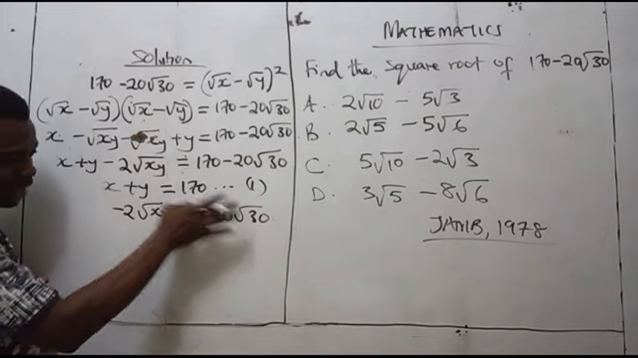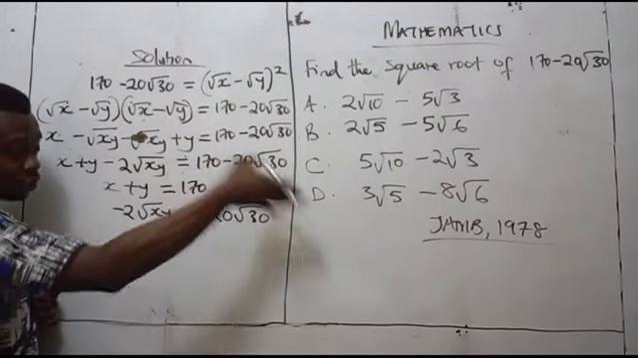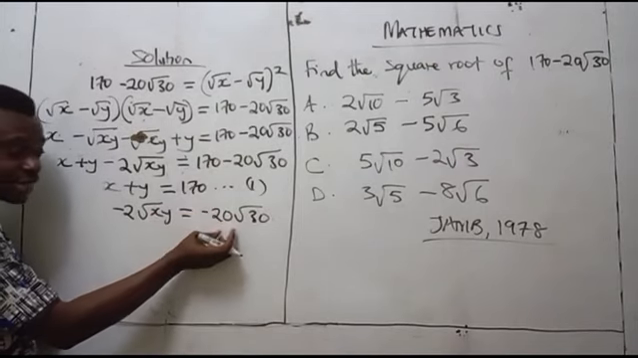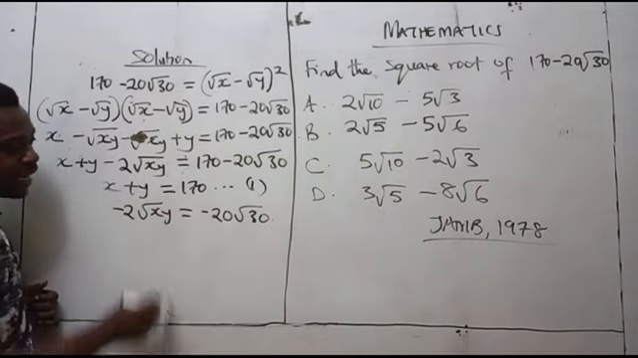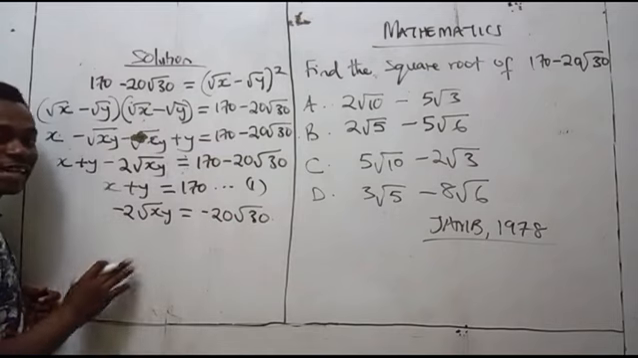Minus 2 divided by minus 20 will give us 10. So what we have here now is 10 root 30. But there's a root sign here, a root sign here. How do we now take care of that? That means we square both sides to remove the square root sign.